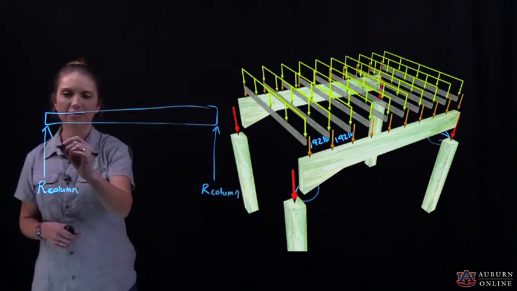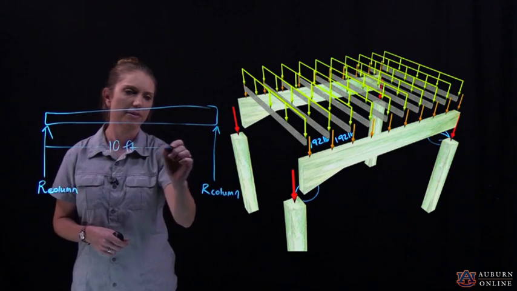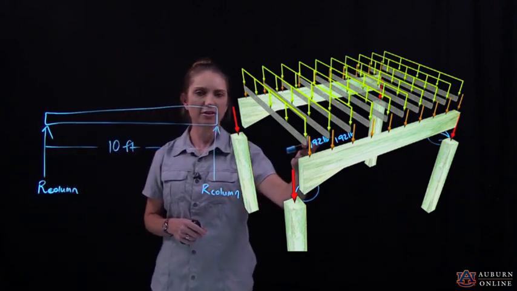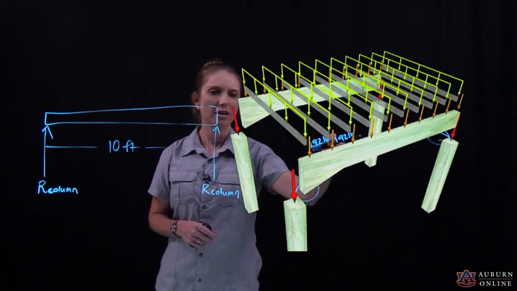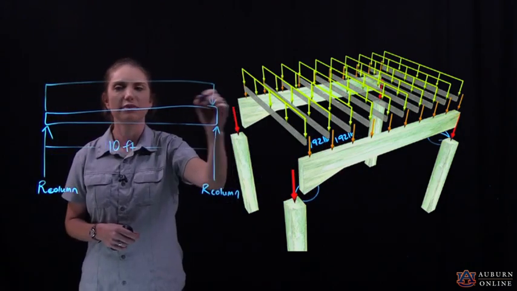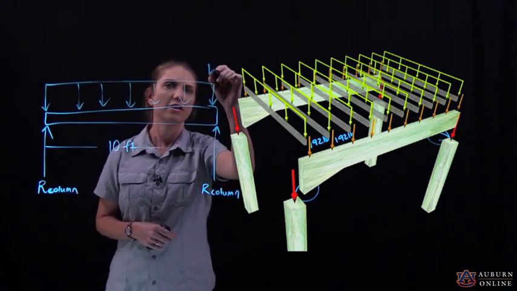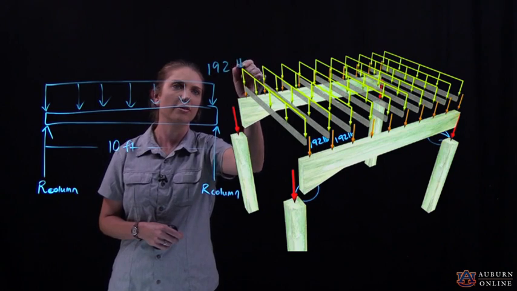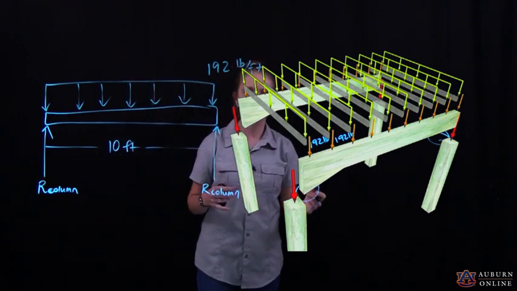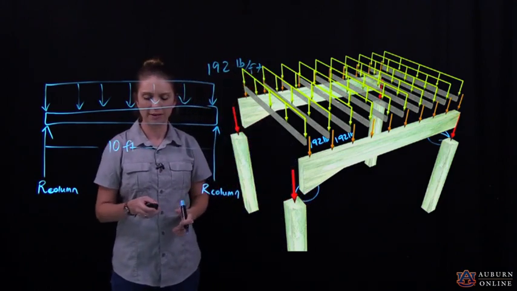Okay, as a reminder, these girders are 10 foot long, okay? So we have a 10 foot long girder that has 192 pounds every foot over 10 feet of length. So we can simplify that with a uniformly distributed load of 192 pounds per foot. Okay, so now we have a uniform load on the girder just like we did on the beam.